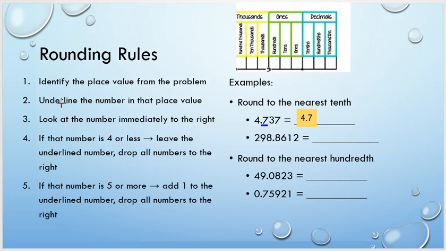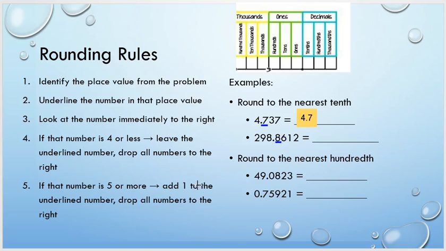The second one, same thing. Identify the place value, which we're still working to the tenth, and we're going to underline that one. The tenths is right after the decimal. So here's the decimal, and the number immediately after it is 8. Now look at the number immediately to the right. To the right is the 6. So 4 or less, that's not it. 5 or more, 6 is 5 or more.